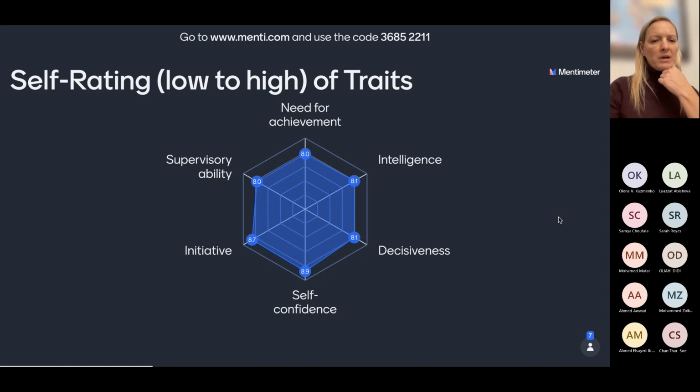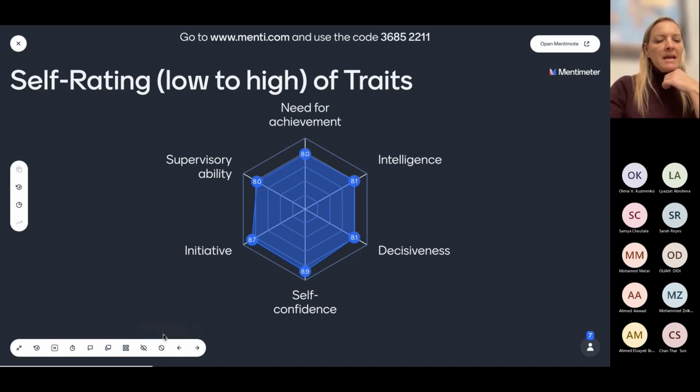So that is traits. Any questions about traits before we move out of the Mentimeter for a minute? Yes.